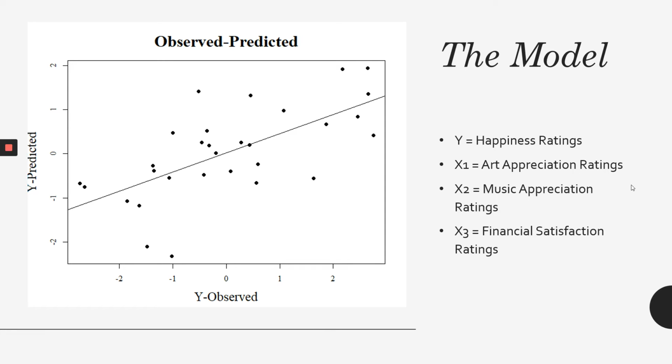So in our model, we have happiness ratings, and then our x's are art appreciation, music appreciation, and financial satisfaction ratings. Our plot here on the left is y predicted over y observed, and the plot shows how far the observed y values are from the predicted y values, which is a good first look to see if our model might have some issues or if it's a good one.